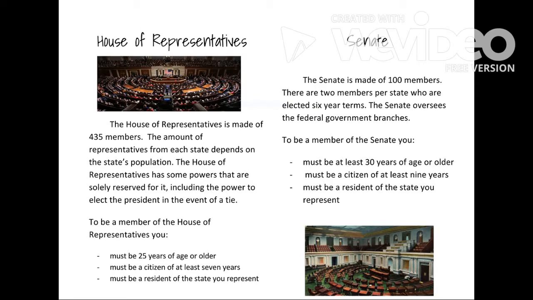The Senate is made of 100 members. There are 2 members per state who are elected to 6-year terms. The Senate oversees the federal government branches. To be a member of the Senate, you must be at least 30 years of age or older, must be a citizen of at least 9 years, and must be a resident of the state you represent.